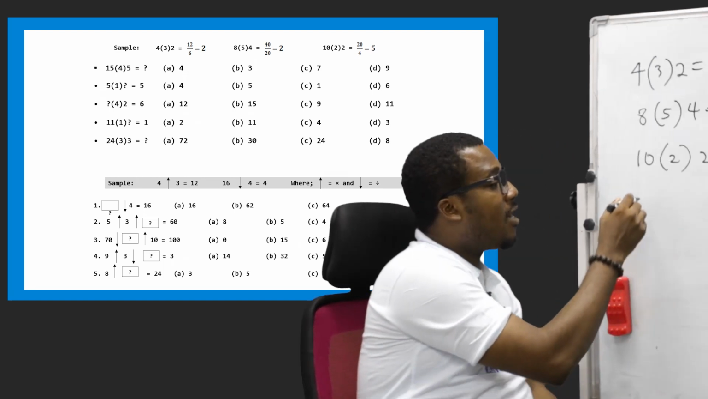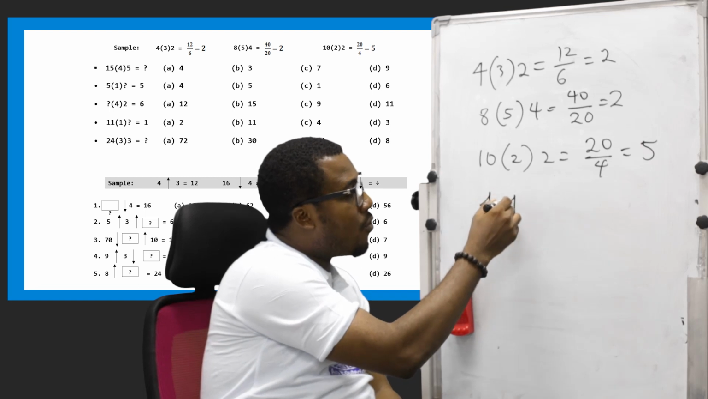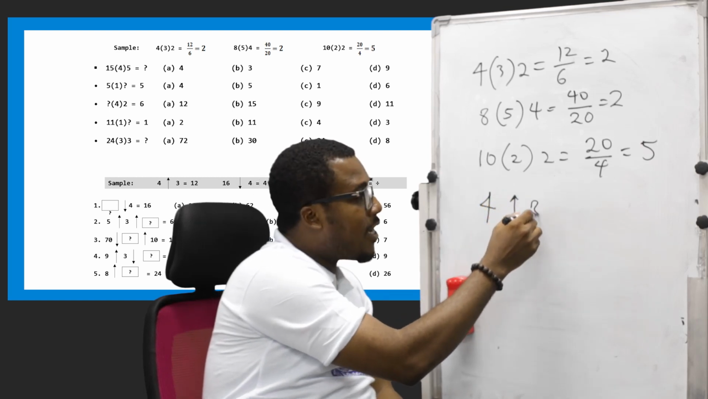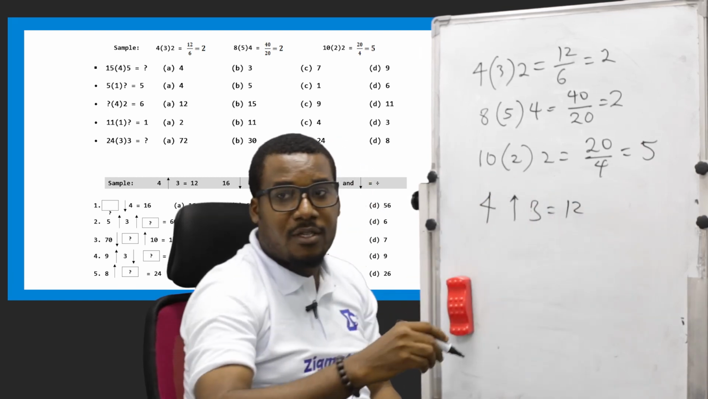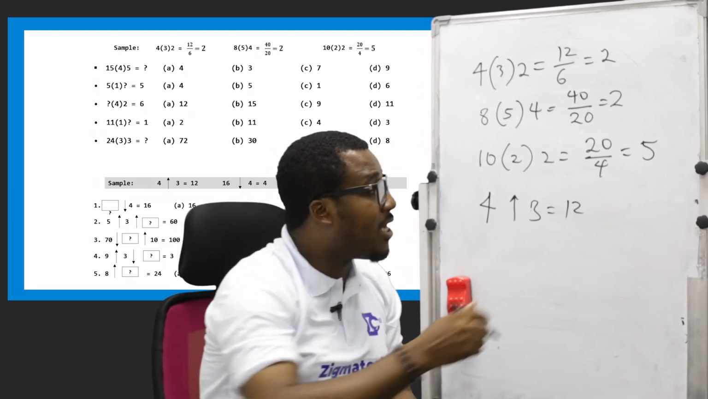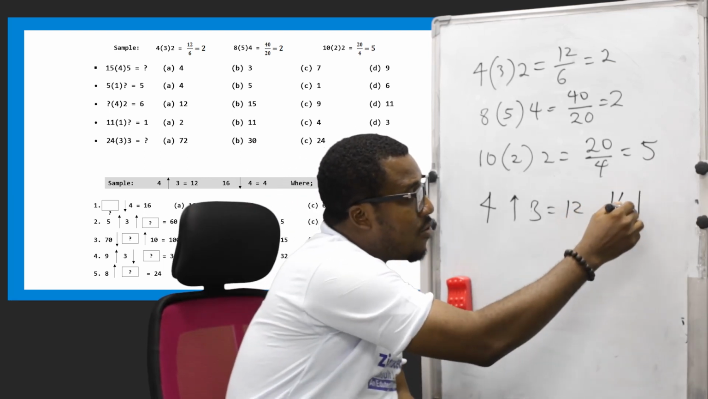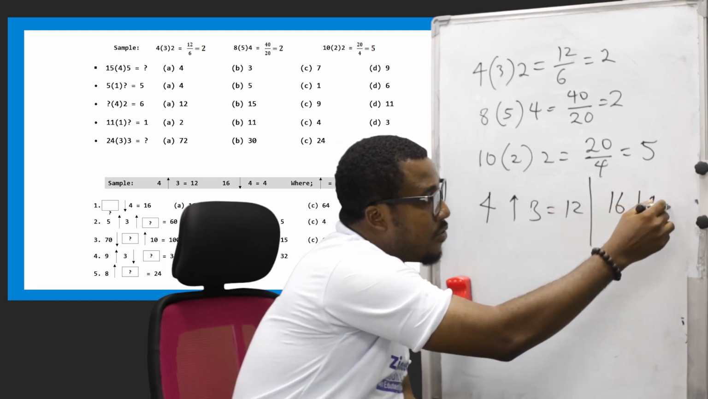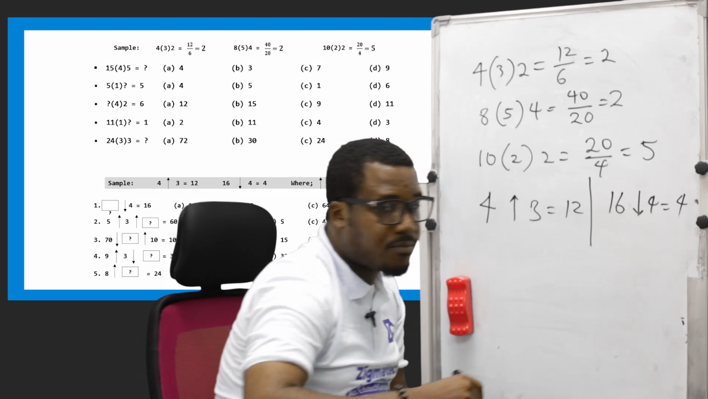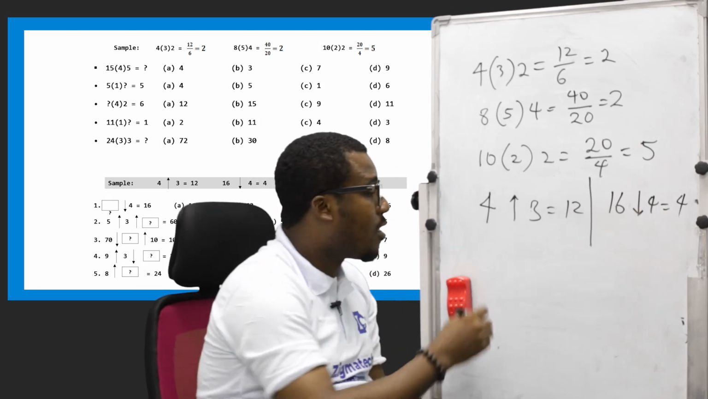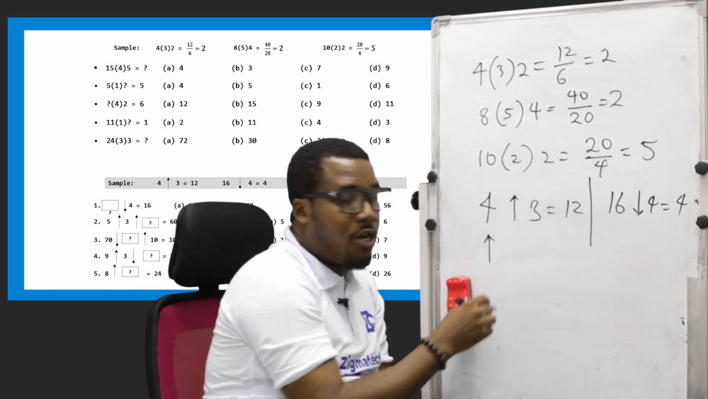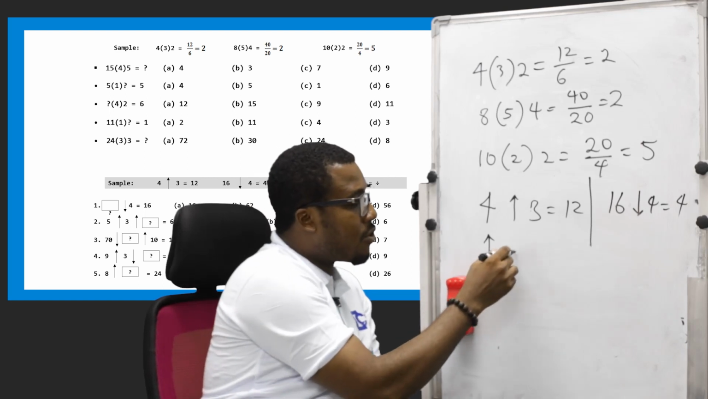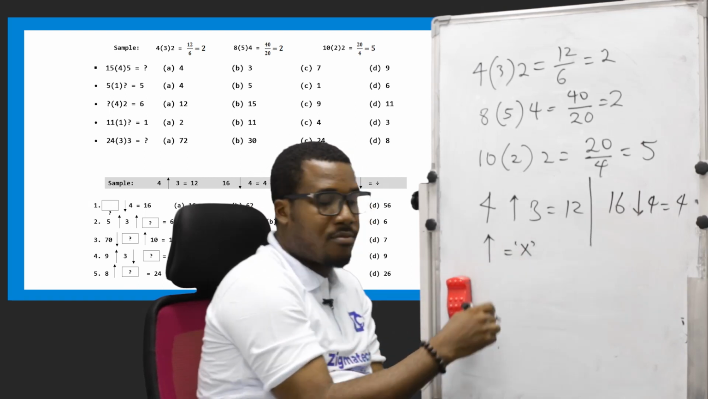So pay attention very nicely and very neatly. Watch this. They say 4, an arrow going up, and they say 3 gives you 12. Note this. And they say 16, an arrow going down, a different number, gives you 4. Note this. All the arrows facing up denote multiplication.